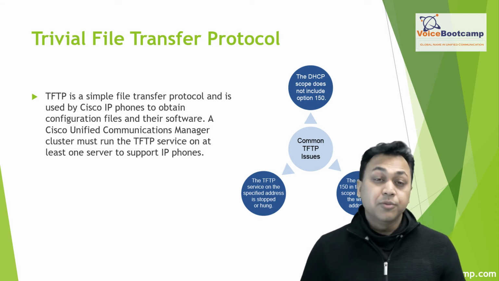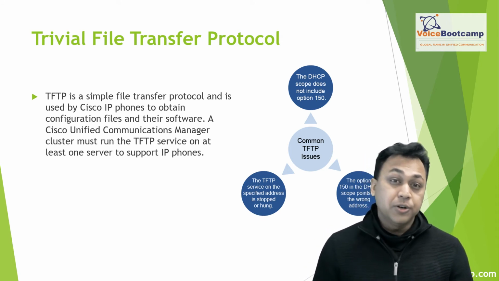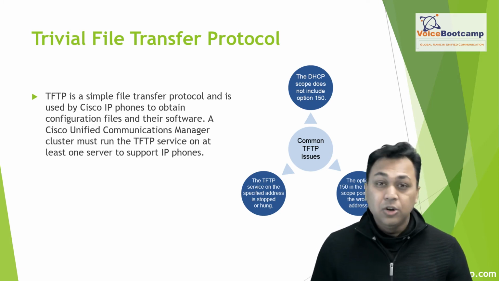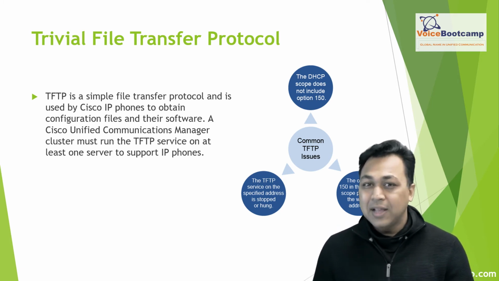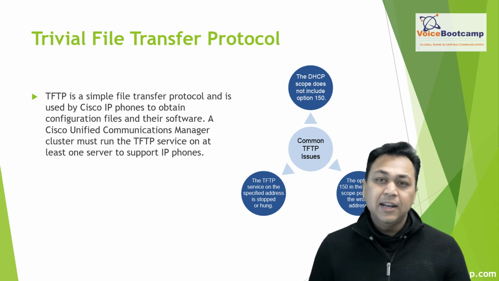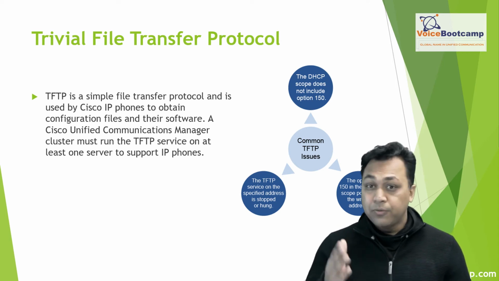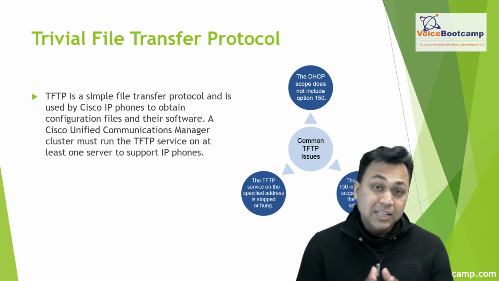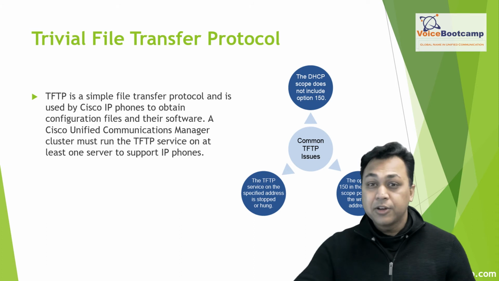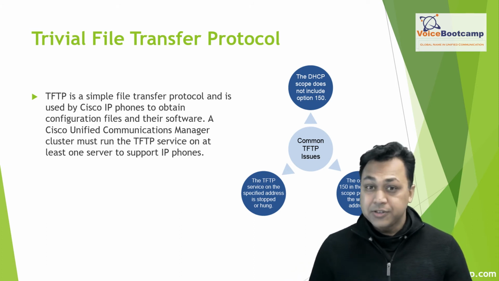The TFTP server will also be used by the phone to download the certificate trust list, or CTL, or identity trust list, called ITL. When the CTL and ITL files are present, the IP phone will request a signed TFTP configuration file from the TFTP server. This file allows the phone to verify that the configuration file came from a trusted source.